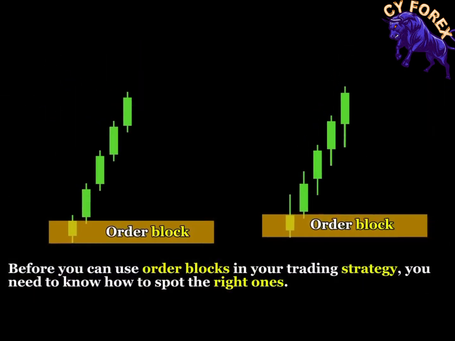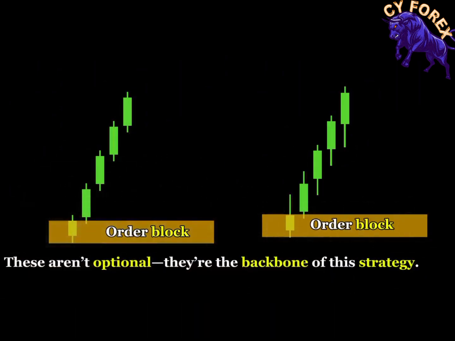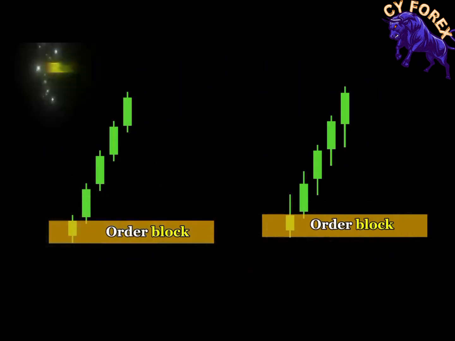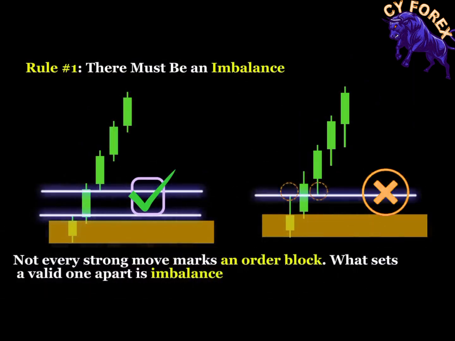Before you can use order blocks in your trading strategy, you need to know how to spot the right ones. Let's walk through the 3 essential rules that define a valid order block. These aren't optional, they're the backbone of this strategy. Rule number 1, there must be an imbalance, also known as a gap or inefficiency. Not every strong move marks an order block. What sets a valid one apart is imbalance.